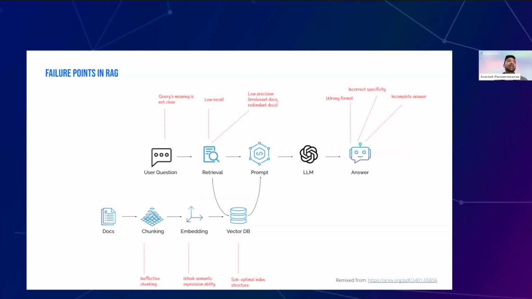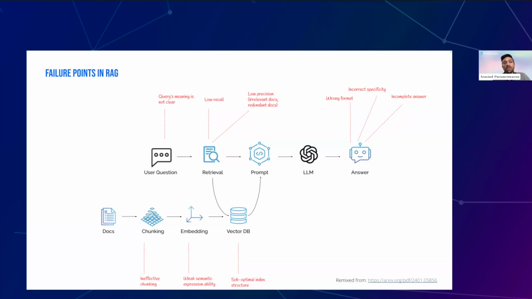So typically in a RAG, given the number of moving parts, there are a lot of different failure points. For example, starting with the user question itself, the question may not be clear enough, or it may be ambiguous, and so that may cause a failure.